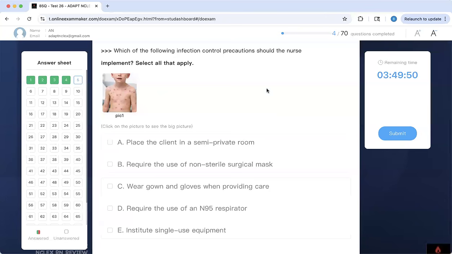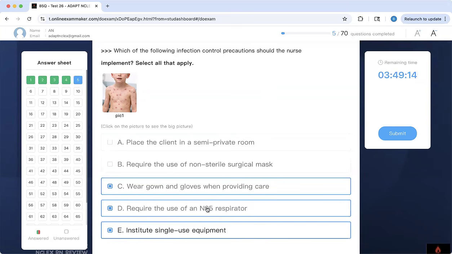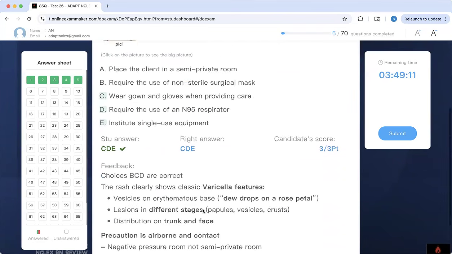This is varicella. If this is varicella, what do we do? This is contact and airborne. If that is so, we don't put the kid in a semi-private room. You stay in what? A private room alone. Non-sterile surgical masks are not enough; you need N95. You wear gown and gloves when providing care for the contact. You require the use of N95 for the airborne. You should institute single-use equipment for the contact. That's the right answer for this question.